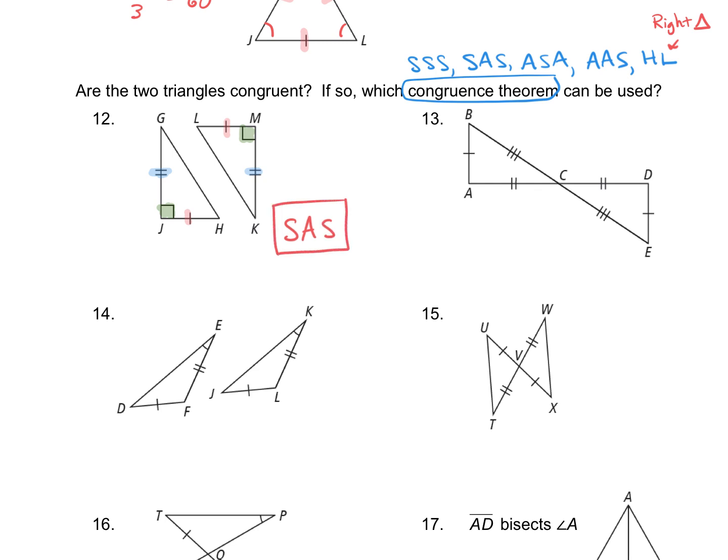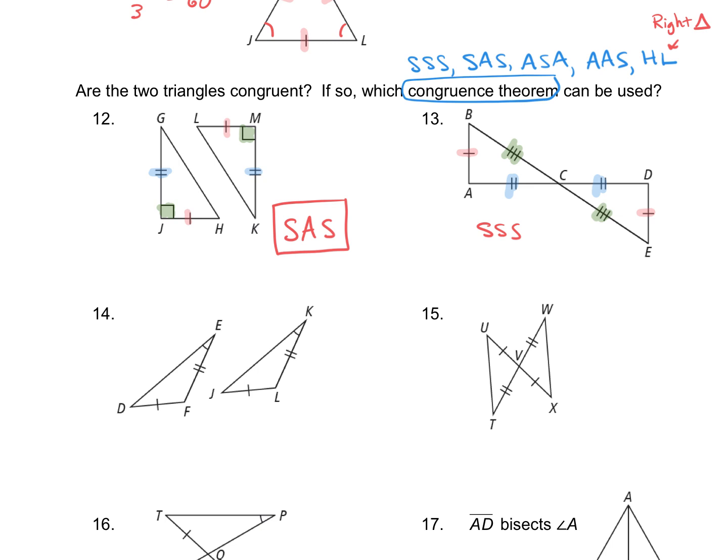All right, number 13, if I look at that, I can see some congruencies right away. We've got a pair of congruent sides and another pair of congruent sides and a third pair of congruent sides. So that's what side, side, side looks like. But I do want to point out on this one, we have another possibility.